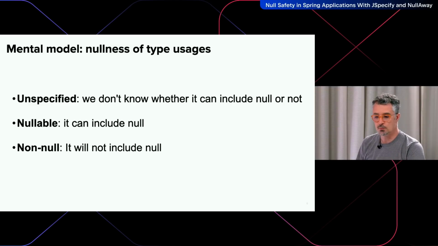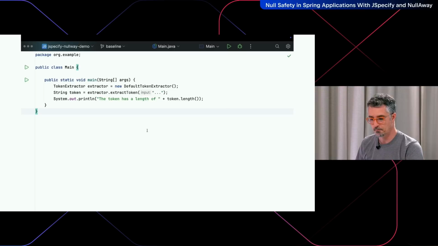The mental model that we should have is that the nullness of type usages can be unspecified. This is the default in the Java world. We don't know if a value can be nullable or not. But with JSpecify, we are going to add two other modes. A value can be nullable, so it can potentially include null, so you may take care about checking this code path. Or you know for sure it will not include null, and here you don't have to do additional checks, etc.